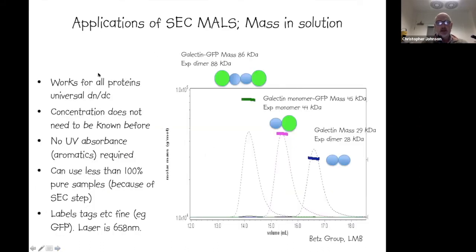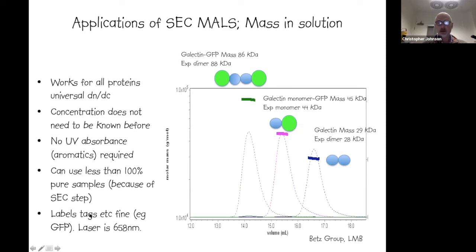This application works for all proteins because we have this universal refractive index increment that's used to determine the concentration. And for that reason, we can work with any protein. It doesn't have to have aromatic residues. We don't even need to really know what the sequence of the protein is to determine the mass. And because of the size exclusion step, we can work with slightly less than 100% pure samples, although we don't encourage people to bring very crude samples along.